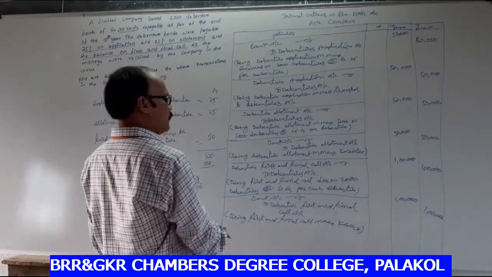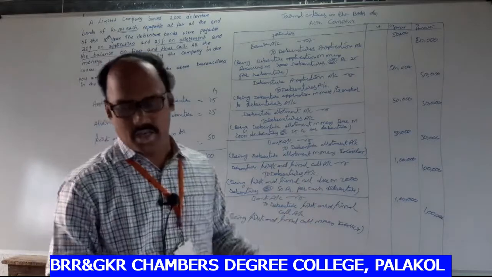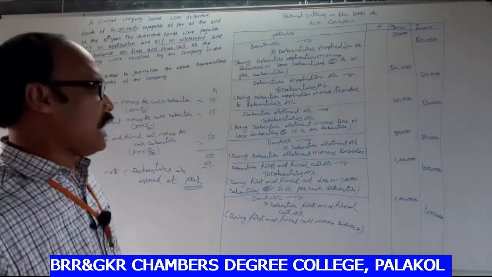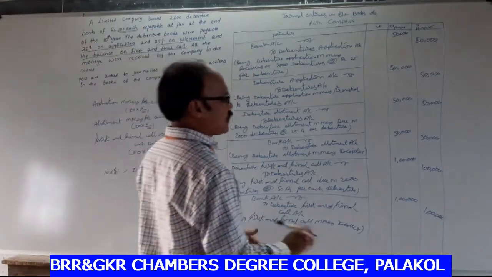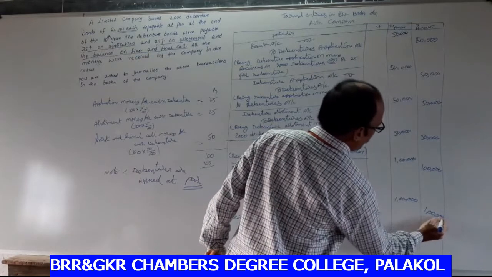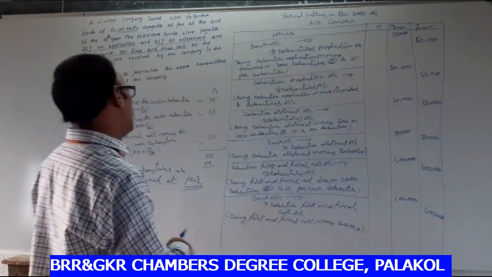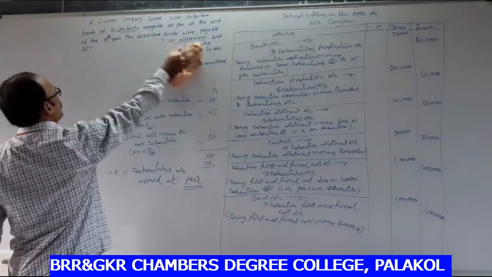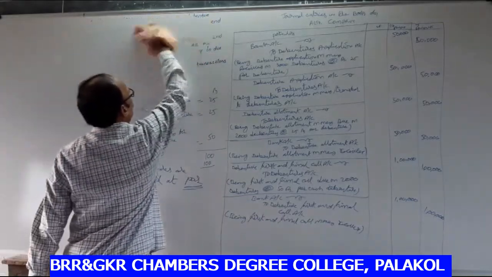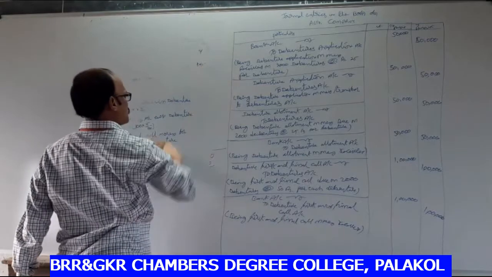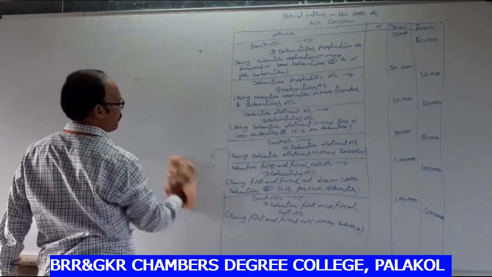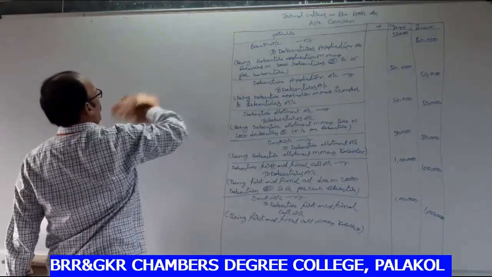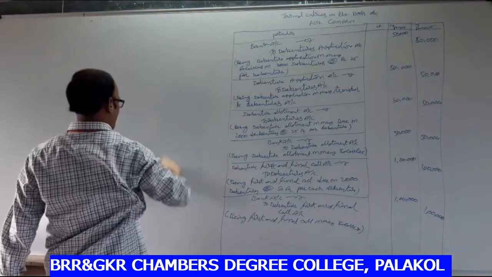Being first and final call money received, how much is it? 1 lakh. So these are all the general entries at the time of issue of debentures at par in A Limited company. Let us see the ledger posting for this. Okay, the important ledgers.